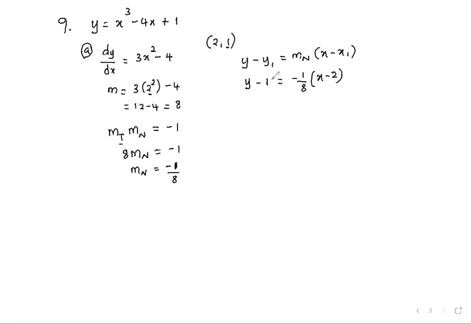Let's go to B. B says, what is the smallest slope, gradient, on the curve? At what point on the curve does the curve have this slope?